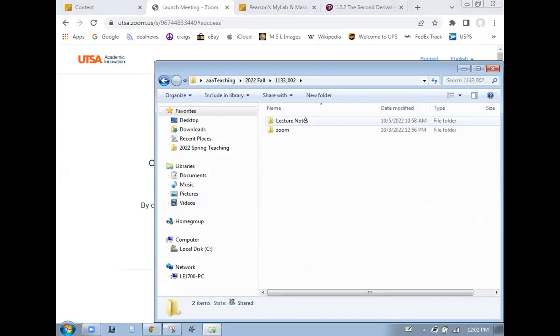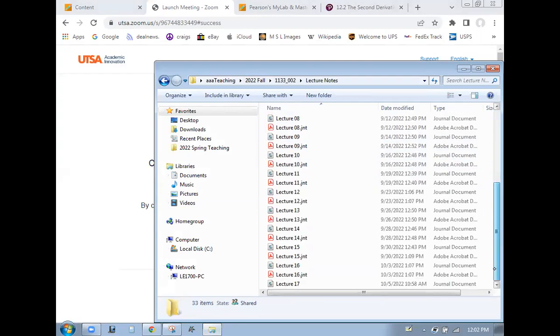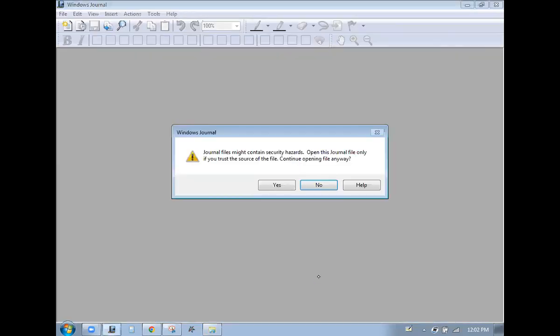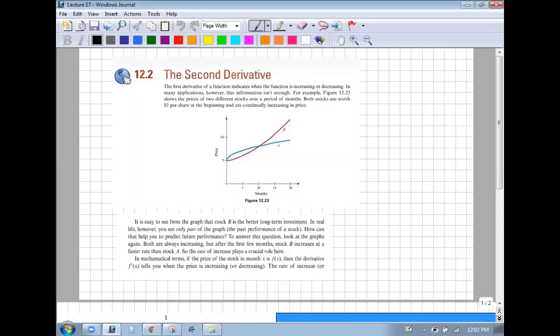Section 2, right? So we're now in section 12.2, okay? So y'all can see that, okay? We're going to talk about the second derivative now.